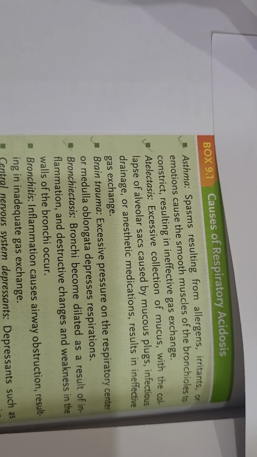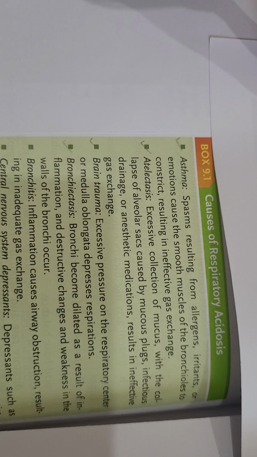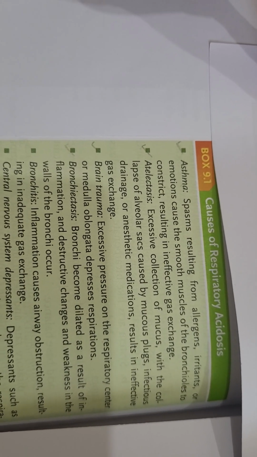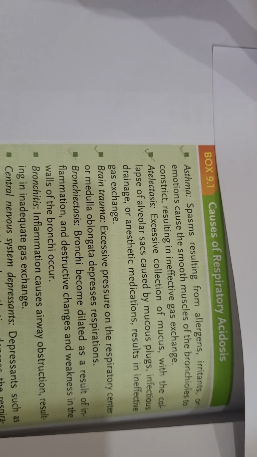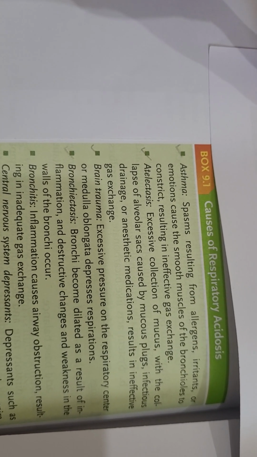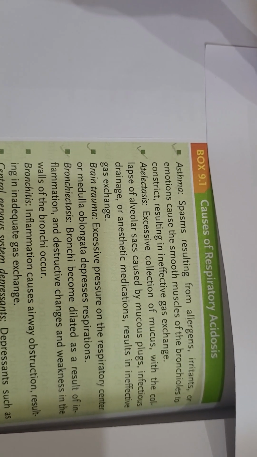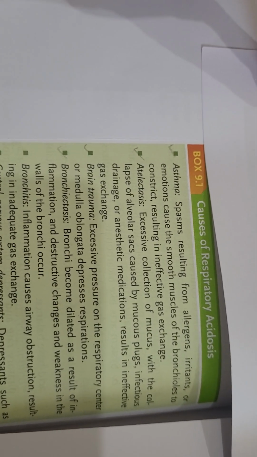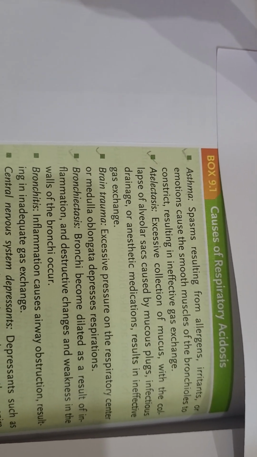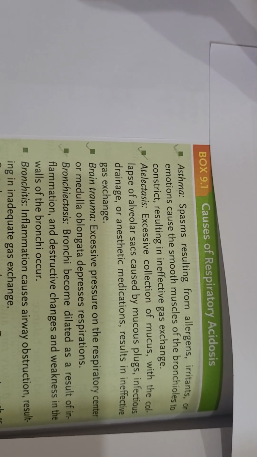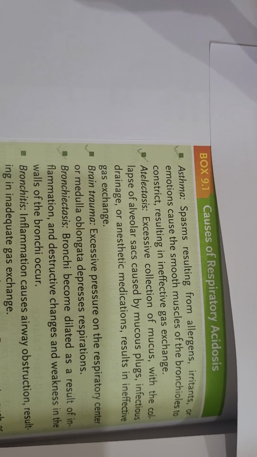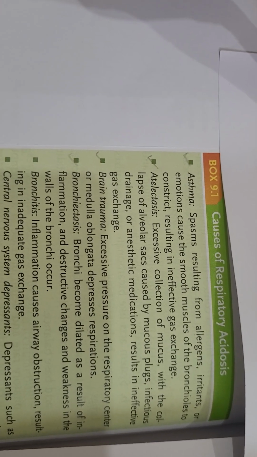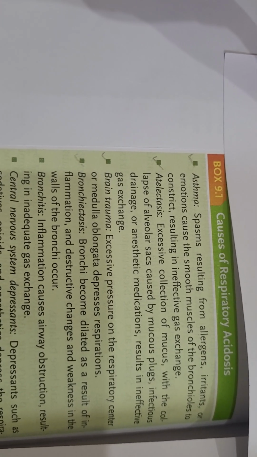Asthma is related to our respiratory system because allergens, irritants or emotions cause the smooth muscles of the bronchioles to constrict, resulting in ineffective gas exchange. Because the smooth muscles of the bronchioles constrict, it means airway obstruction is there. So what will happen? Gas exchange will be ineffective. Due to this, the patient has hypoventilation, and due to this the patient has respiratory acidosis.